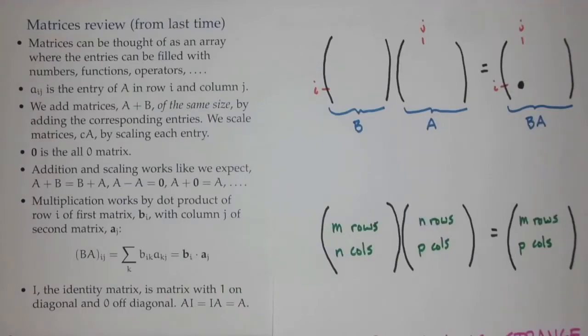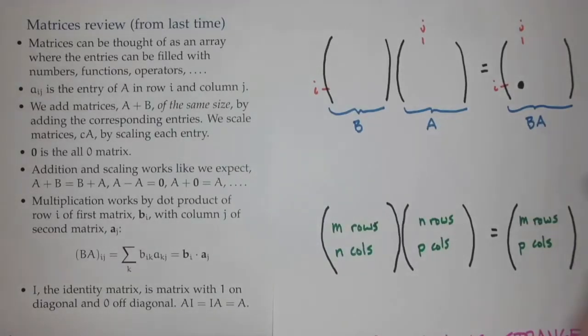And life was good. And then we said, let's multiply. And then life got interesting. Multiplication doesn't work the way that we may intuitively think it works, because we abandon doing it entry by entry. And so here's how it works.